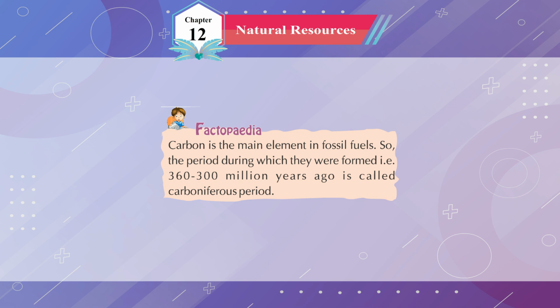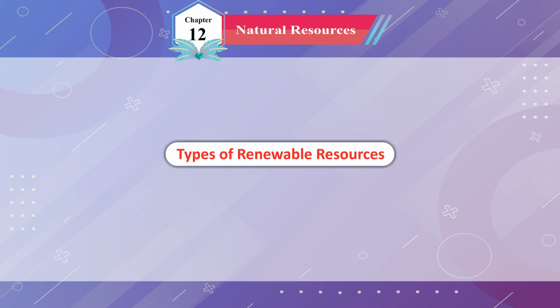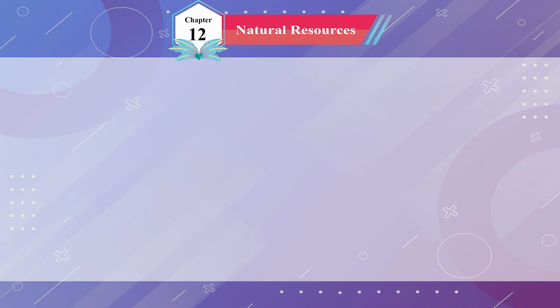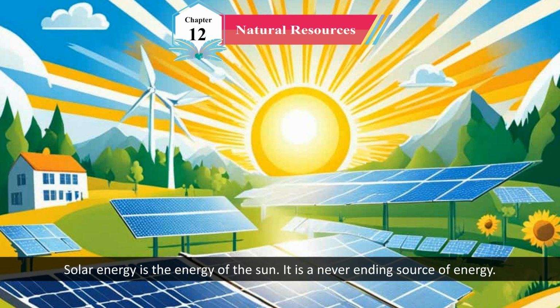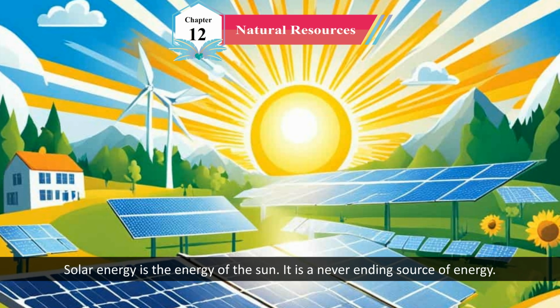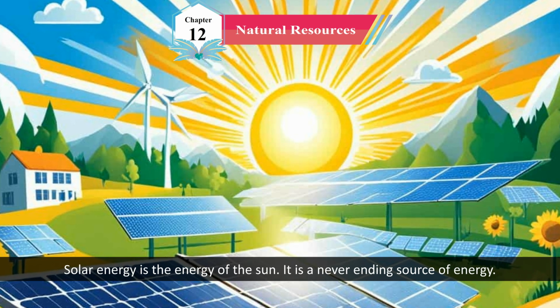So, the period during which they were formed, that is 360 to 300 million years ago, is called the Carboniferous period. Types of renewable resources. Solar energy. Solar energy is the energy of the sun. It is a never-ending source of energy.